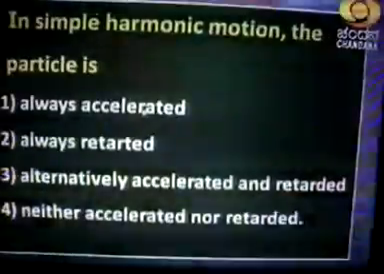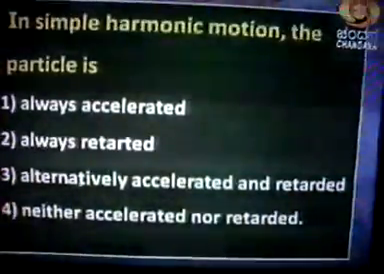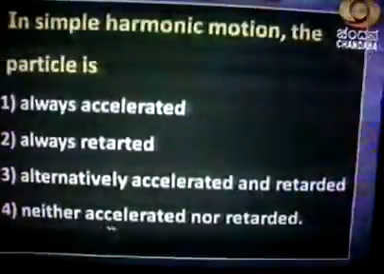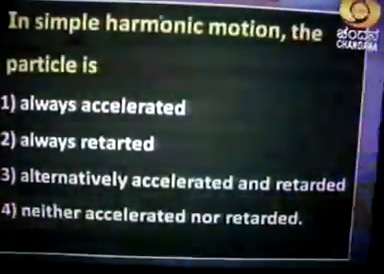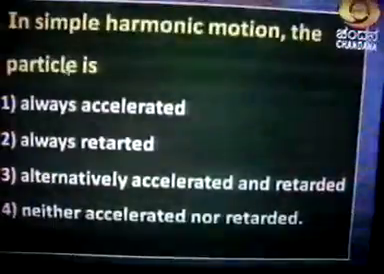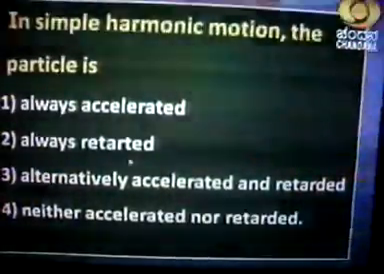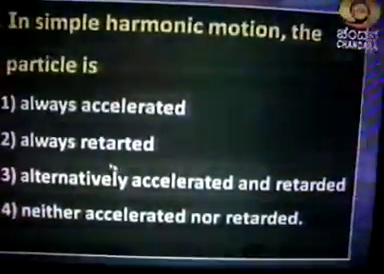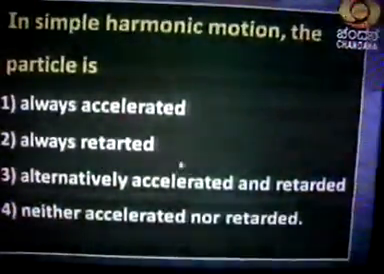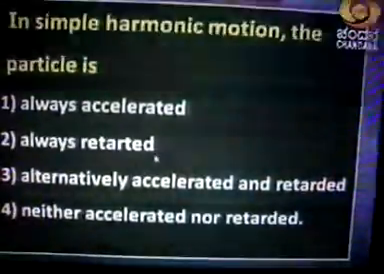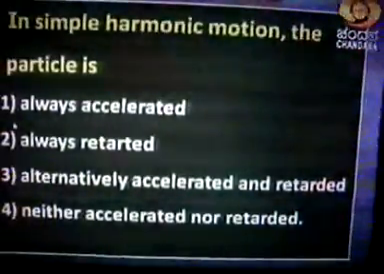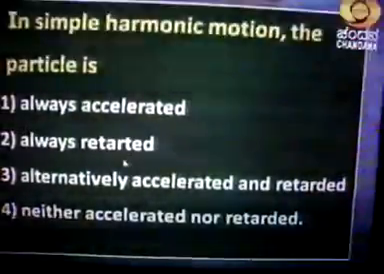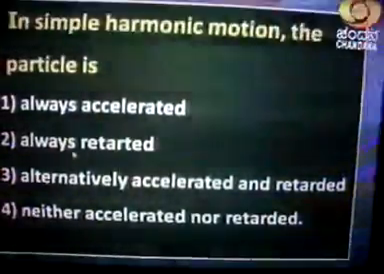First question: in simple harmonic motion, the particle is always accelerated, always retarded, alternatively accelerated and retarded, or neither accelerated nor retarded. In simple harmonic motion, whenever the particle moves from the extreme position to the mean position, its velocity changes from 0 to maximum value, so its acceleration is positive. We say that it is accelerated. And whenever the particle goes away from the mean position towards the extreme position, its velocity decreases from maximum value to 0, so it is retarded.